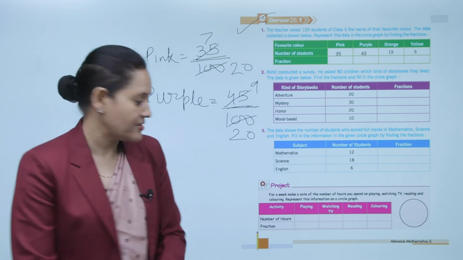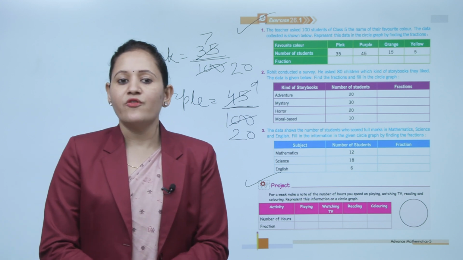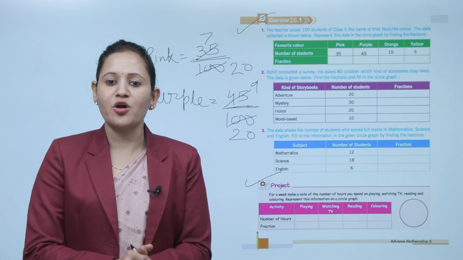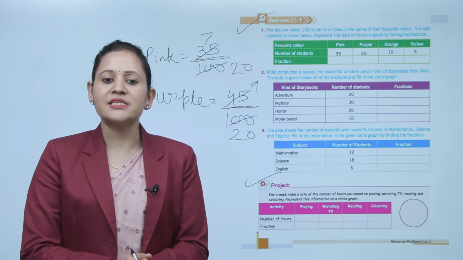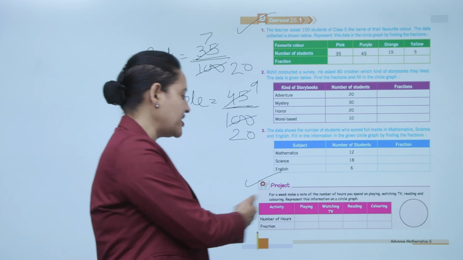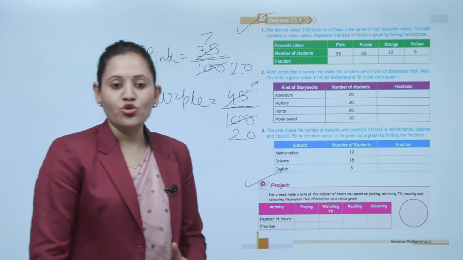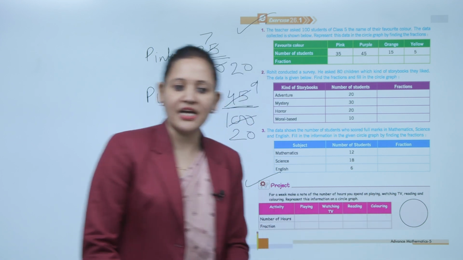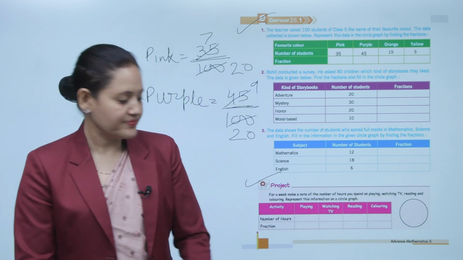Next is project. For a week, make a note of the number of hours you spend on playing or watching TV, reading and coloring. Represent this information on the circle graph. So here some activities are given like playing, watching TV, reading and coloring. You have to write the number of hours you have spent for that particular activity and find their fraction and draw the circular graph.